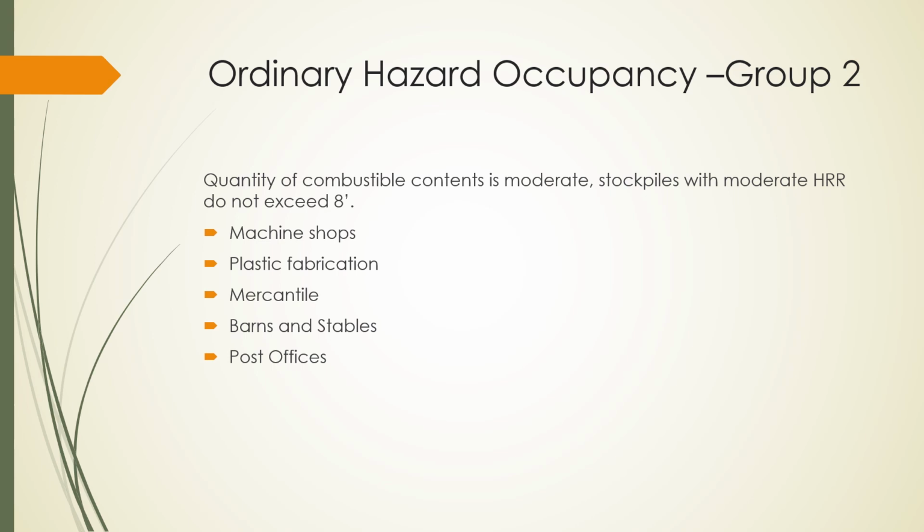There's an ordinary hazard group 2 occupancy, and that is still within the same realm as group 1, but a little bit more moderate combustible contents. Machine shops, they will have some oil, fabrication of plastic, a really difficult subject, but I included it in there because there are some plastic operations that truly are low to moderate combustibles, ignoring the storage that they have on site, which is a different issue. Mercantile type operations, barns and stables, and post offices. Again, there's a combustible content to this space, but it's more than the group 1, and it's less than what we'll next see.